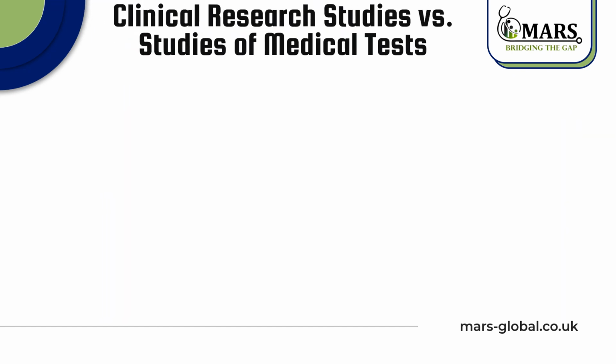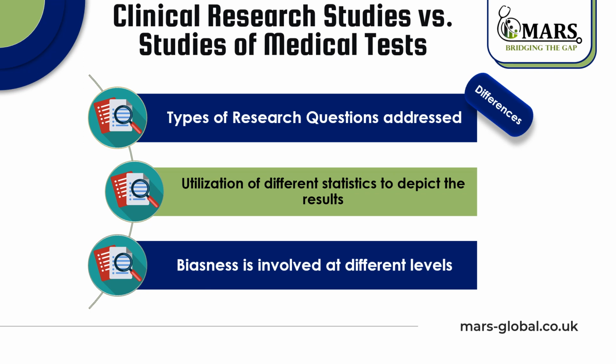Now let's see the differences. They can differ on the basis of three major principles. Firstly, the types of research questions addressed in each type of medical research, medical studies or the clinical research studies. Utilization of different statistics to depict the results, that is, the different statistics we use at the end to infer the results. And then the bias that is involved at different levels.